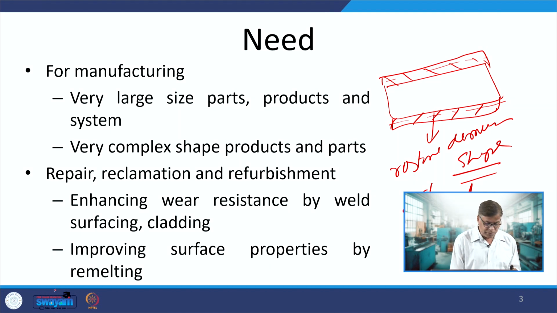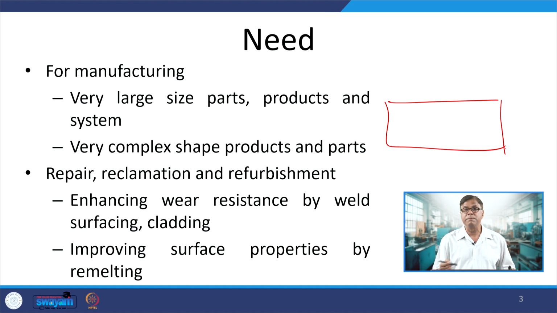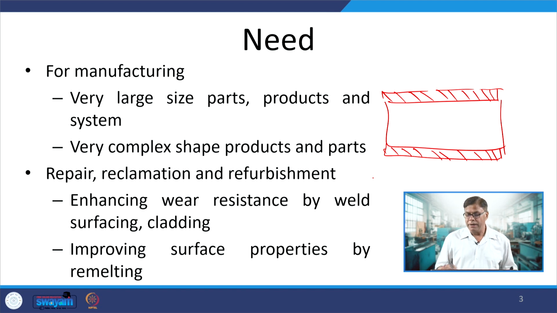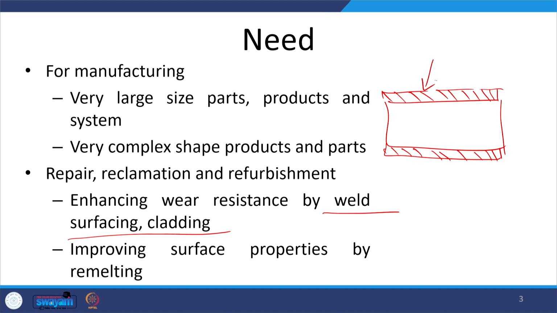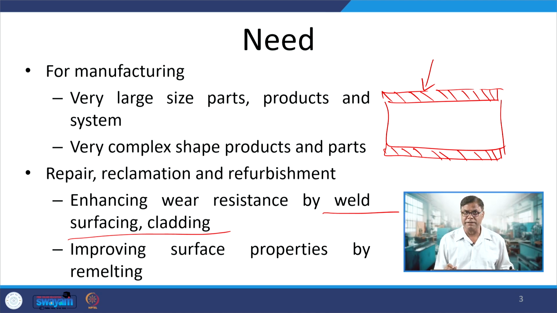There is another application where we see if the material of which the component is made is not very resistant to wear, then what we do? We try to build up a layer of another good quality material over the surface of the component, so that it offers good wear resistance. Whether it is good wear resistance or good corrosion resistance, for that purpose what we do? Weld surfacing and cladding is done. So, weld surfacing or cladding is simply the deposition of metal using a suitable welding process, and then we can machine it out to produce the desired dimensional accuracy and the shape which is needed.